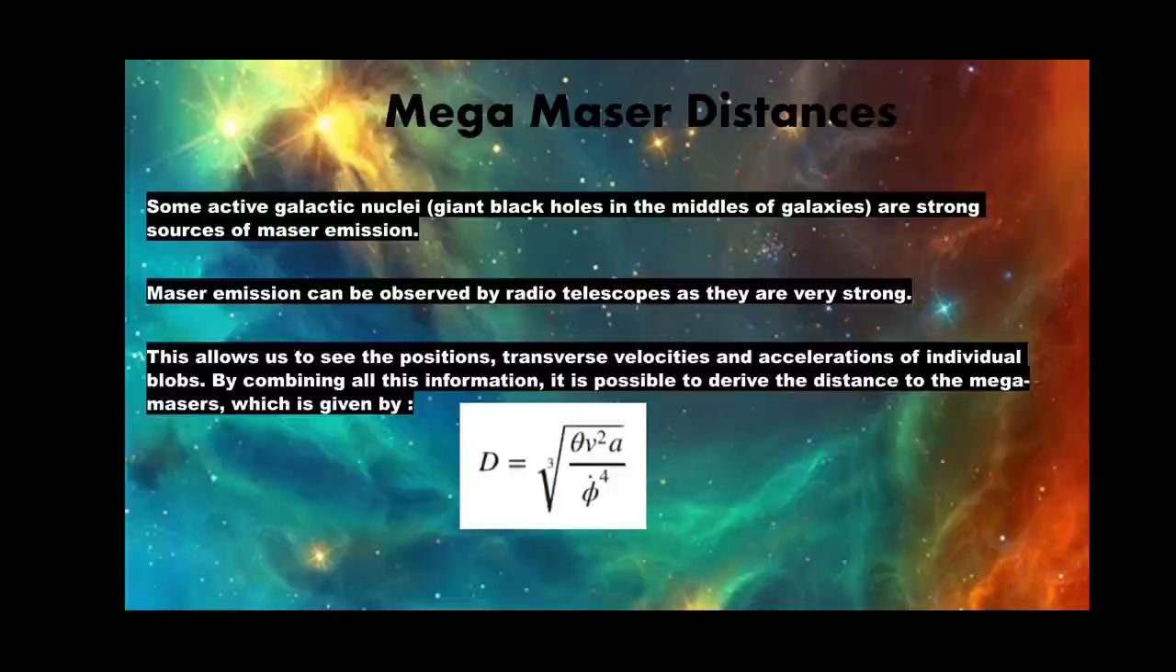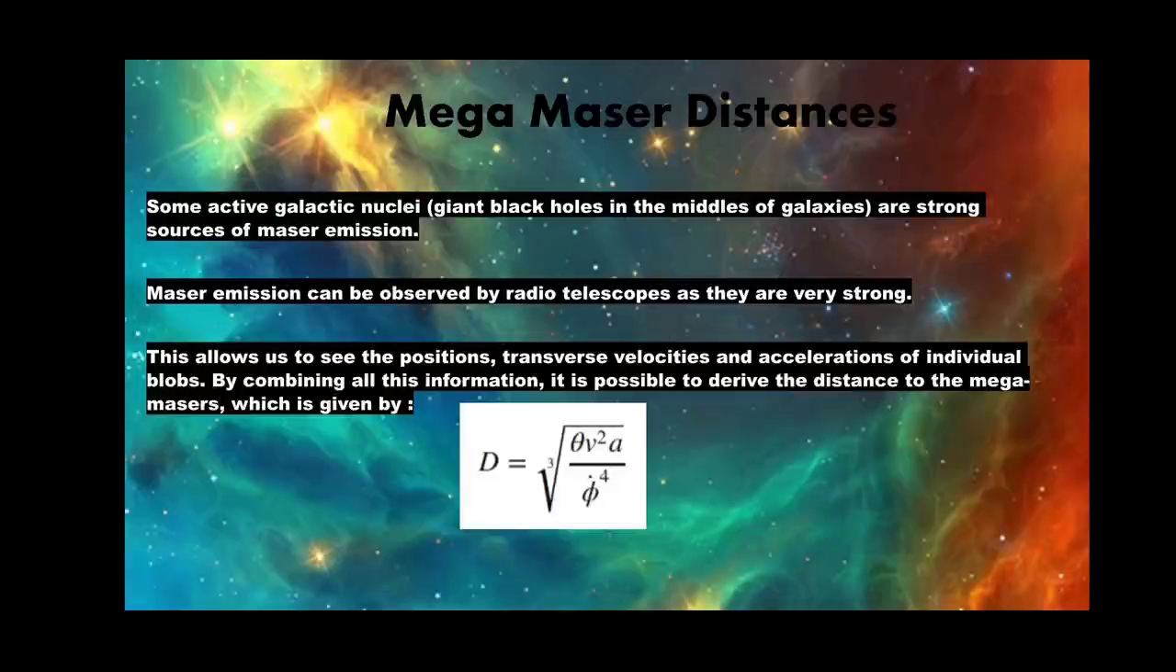Another method is known as the megamaser distances. Some active galactic nuclei, like giant black holes in the middles of galaxies, are strong sources of maser emission. This maser emission comes from blobs of gas orbiting around the black hole in some sort of disk. Because the maser emission is so strong, it can be observed by radio telescopes using the technique of very long baseline interferometry, in which telescopes all over the world combine their data to get extremely high resolution. This allows us to see the positions, transverse velocities, and accelerations of individual blobs.